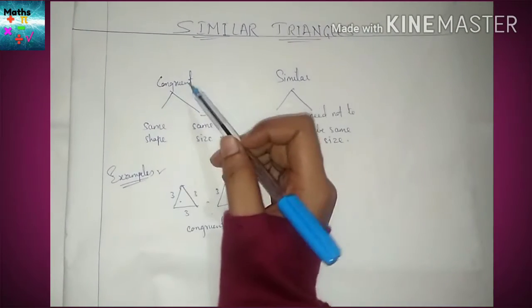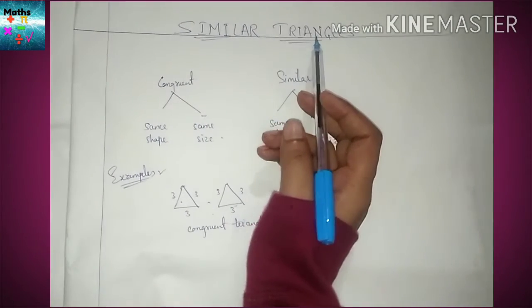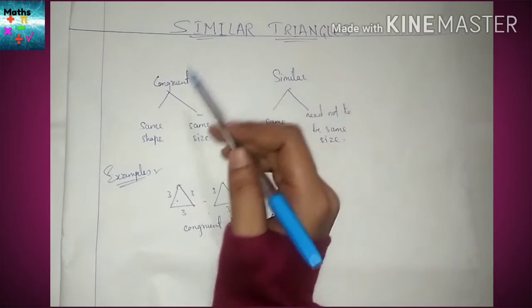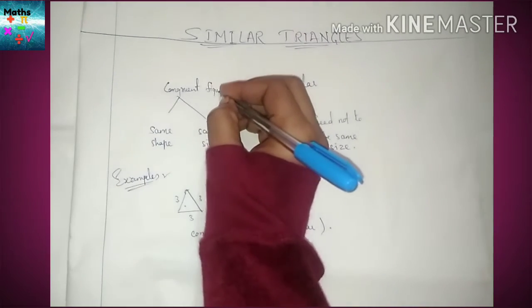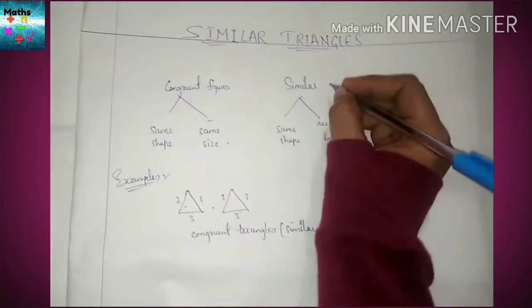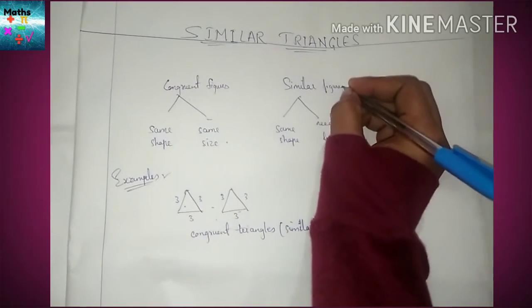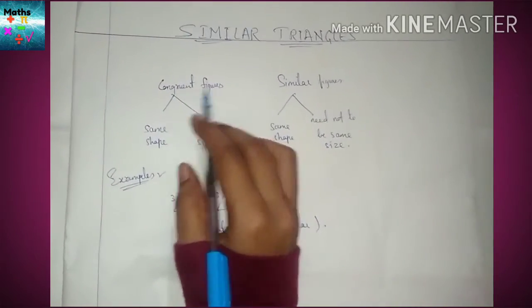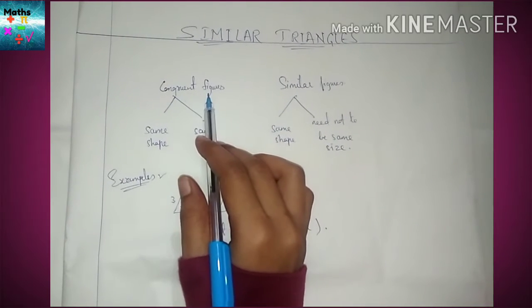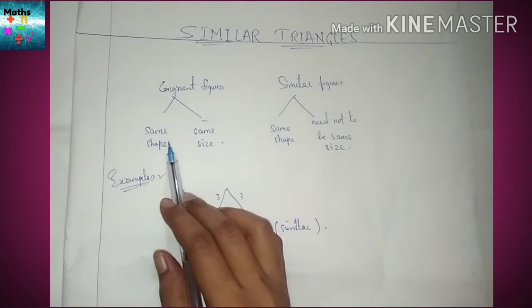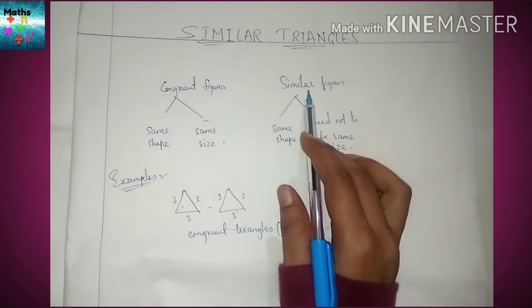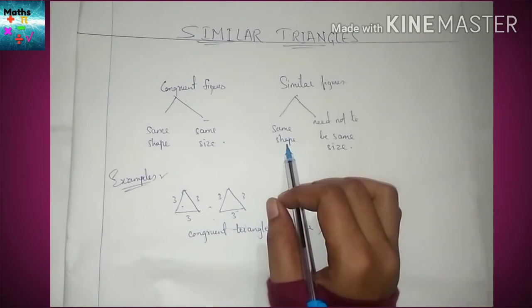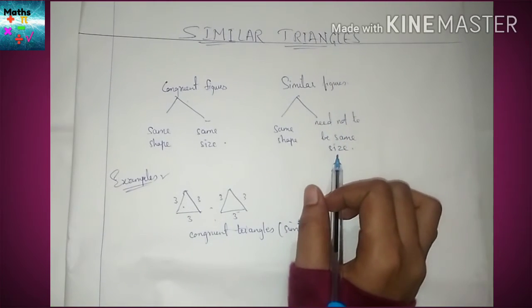So friends, today's topic is similar triangles. First we will understand the difference between congruent figures and similar figures. Congruent figures: two figures are said to be congruent if they have the same shape and the same size. And two figures are said to be similar if they have the same shape, need not be the same size.